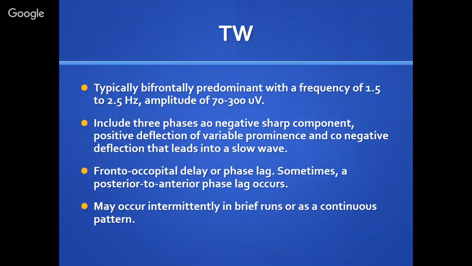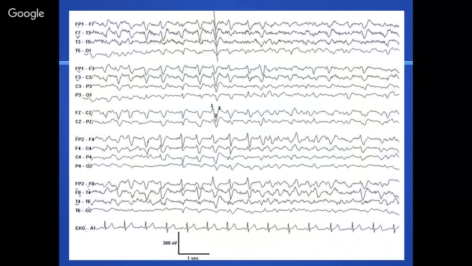Triphasic waves occur typically bifrontally, like everything, because of this thalamocortical pathway. There could be a lag. You could also see them posteriorly, okay? And it may occur in brief runs or continuous pattern. Usually it's waxing and waning. This is what we see all the time. So do not confuse with generalized periodic discharges. Generalized periodic discharges are usually narrower or faster, right? Then the triphasic.